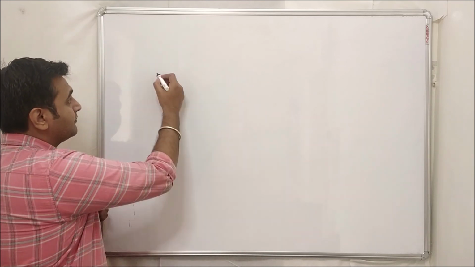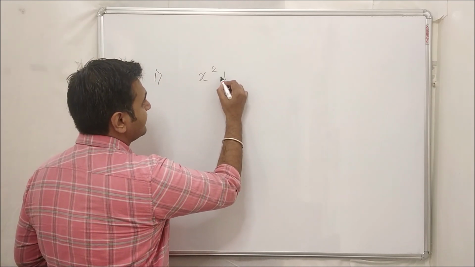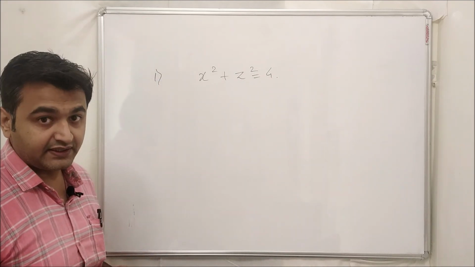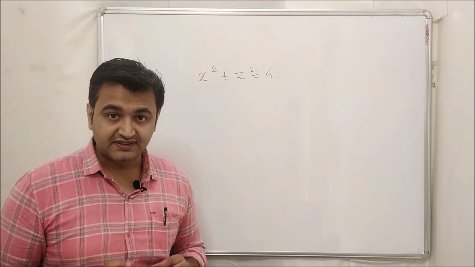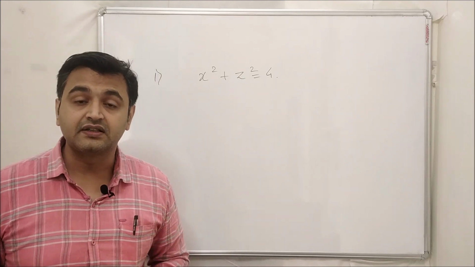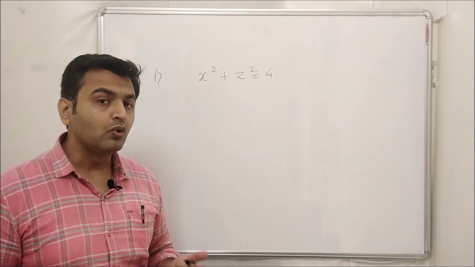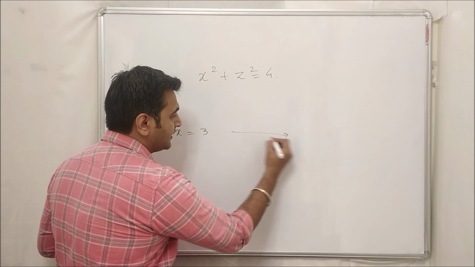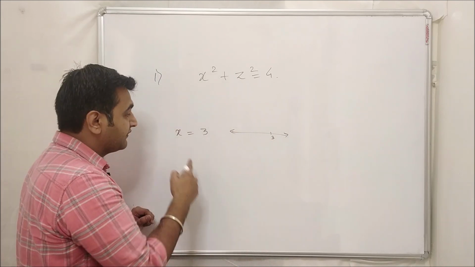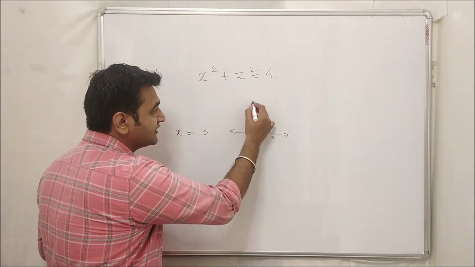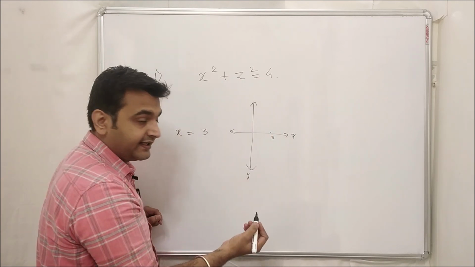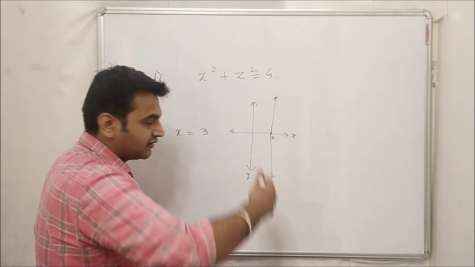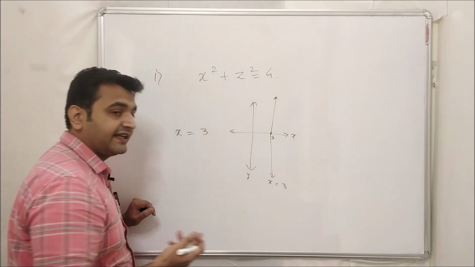So let me take the first example. Suppose you have a cylinder, say x square plus z square equal to 4. Now why am I saying this is a cylinder? We are in a three-dimensional space, so this circle becomes a cylinder in three-dimensional space. How come? What is x equal to 3 in one-dimensional space? It's nothing but a point. But in two-dimensional space, x equal to 3 is directly a line, because you pull this point upward and downward as y is varying. So x equal to 3 is a line in R2.